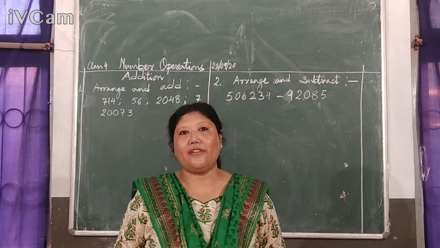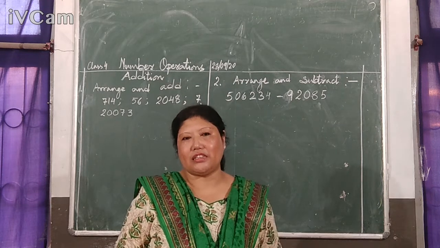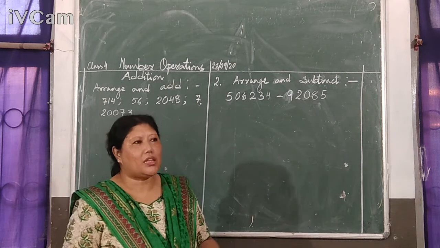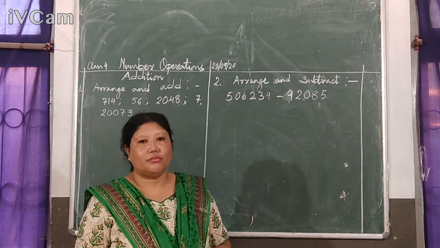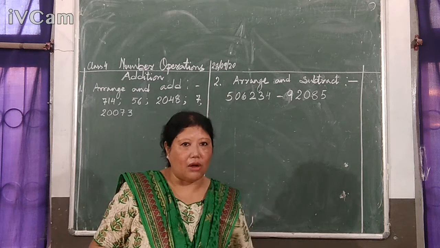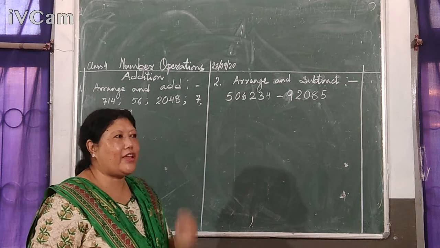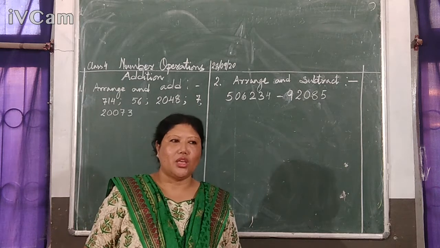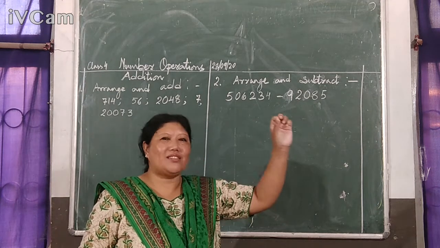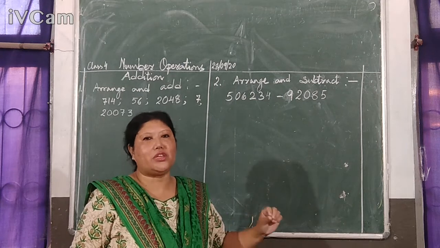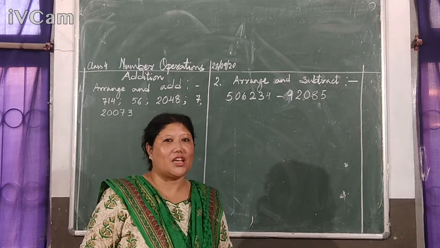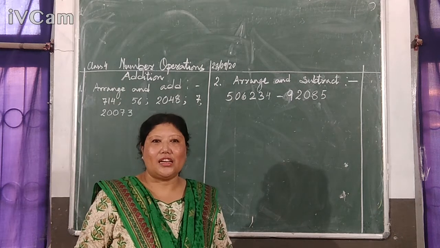Because you have been doing that from class 1, isn't it? You know how to add, how to subtract, but still we'll do that. First, I'll tell you how to arrange. That is very important, okay? Now, because you are in class 4, you don't need to write ones, tens, all these places, okay? Because you are in class 4, isn't it? You're one year older.